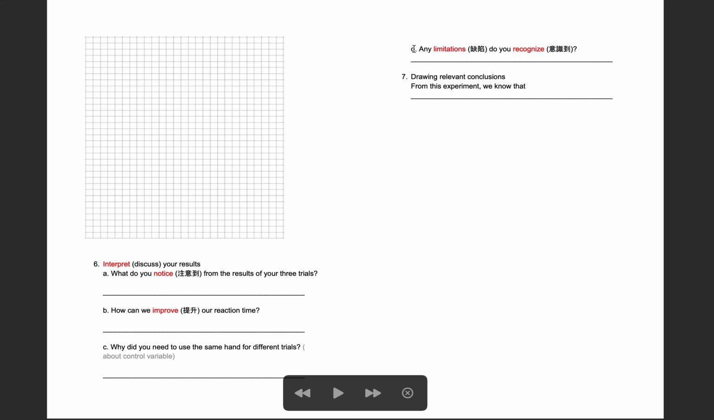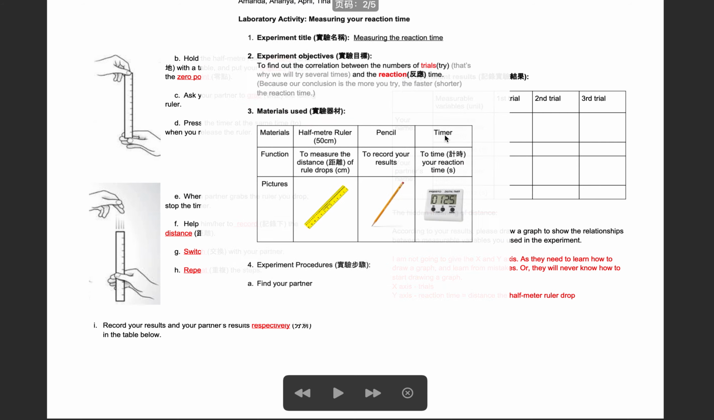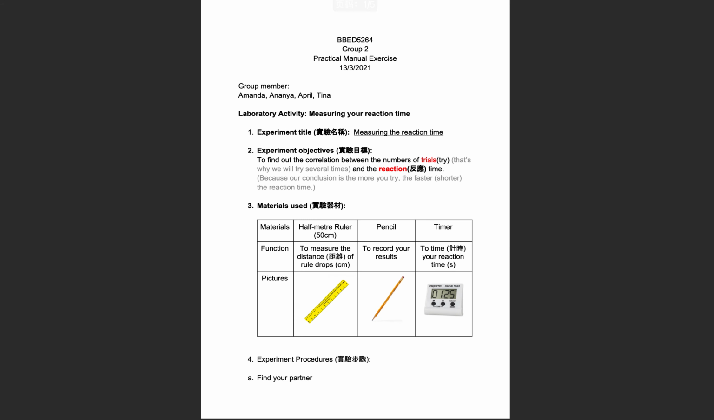And also for part D, we think it's advanced questions, because any limitations do students recognize? They may not know, but it's good for them to think about how the experiment should have some limitations or errors, so they have to find them out. And step 7 is the conclusion part. This is our whole practical manual exercise work.